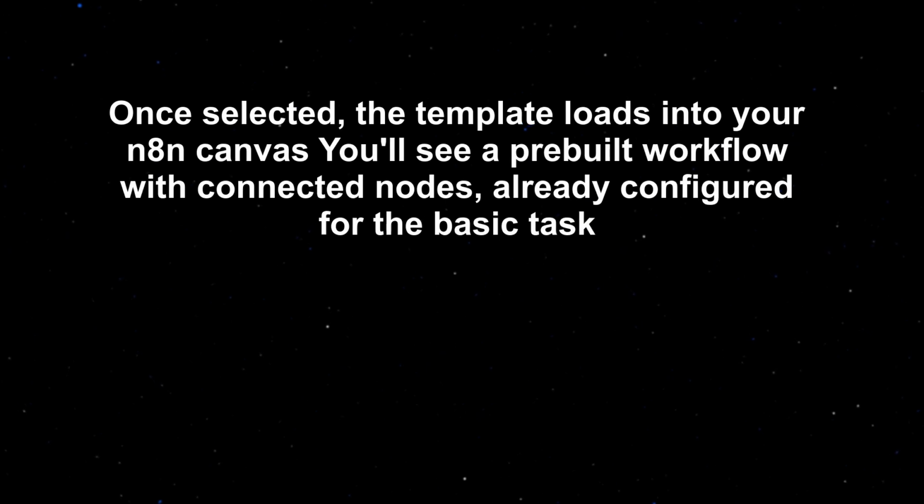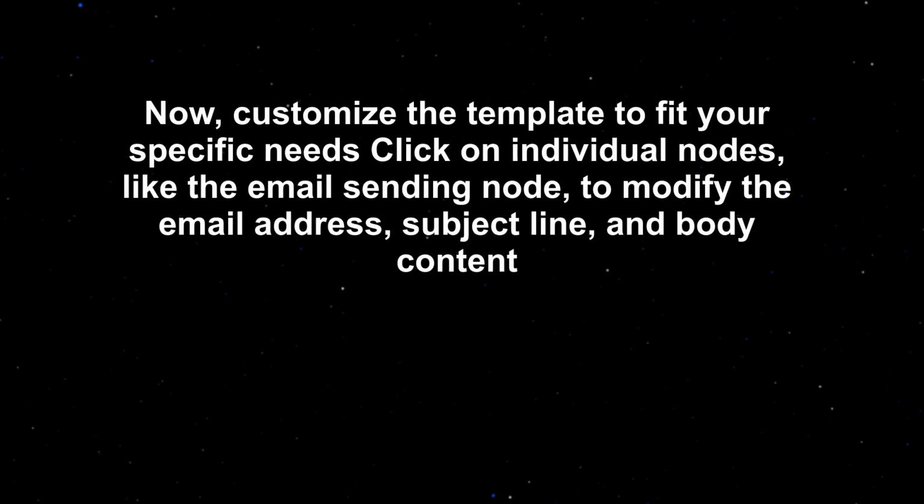Once selected, the template loads into your N8n canvas. You'll see a pre-built workflow with connected nodes, already configured for the basic task. Now, customize the template to fit your specific needs. Click on individual nodes, like the email sending node, to modify the email address, subject line, and body content.